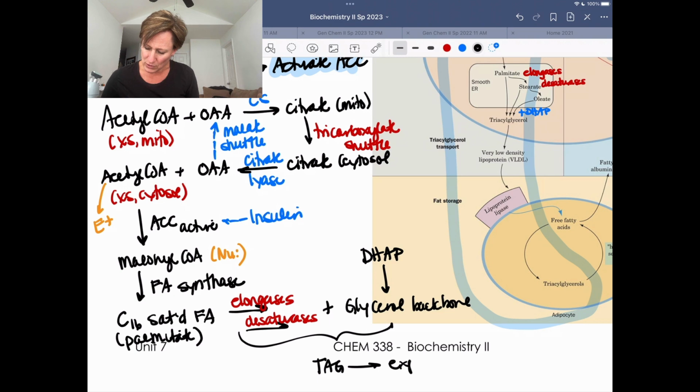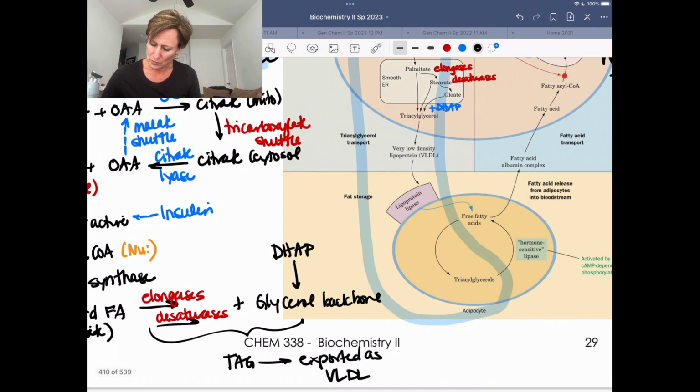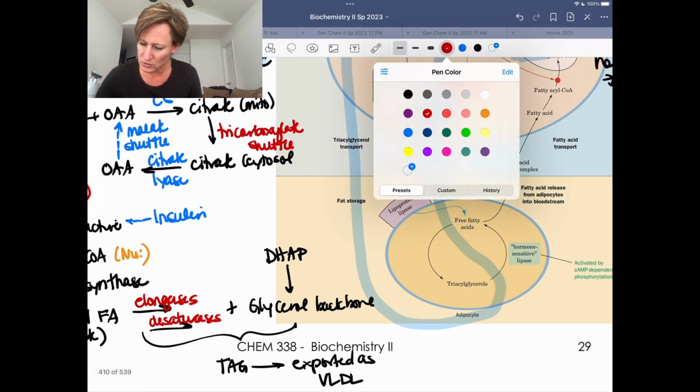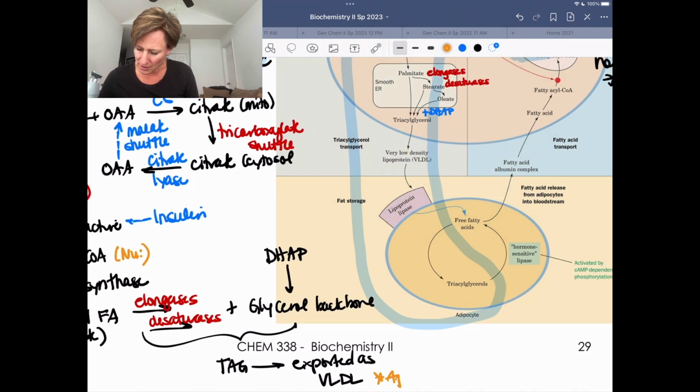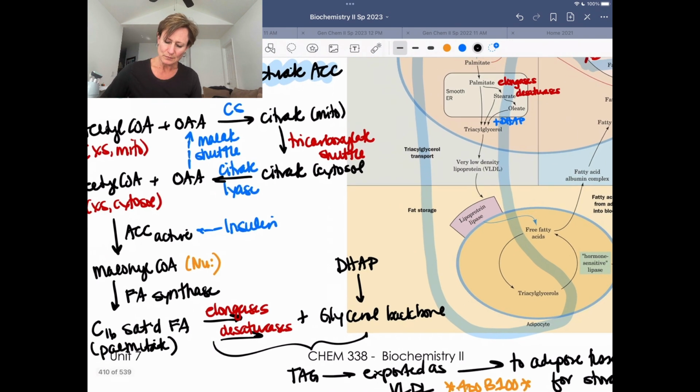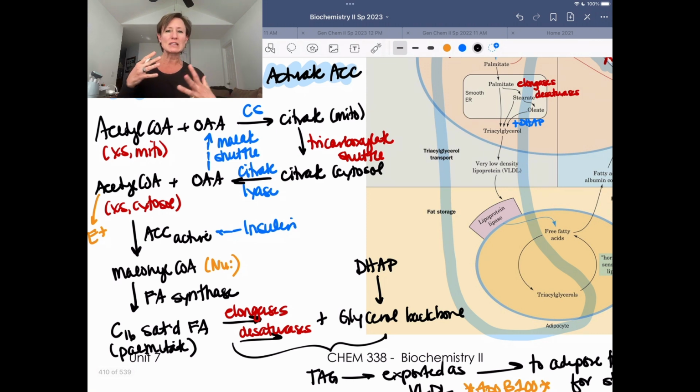Those are going to be exported as VLDL particles, reminding ourselves that those VLDL particles are going to have our ApoB-100, and that is going to be the directions that allows it to go to other tissues if they wanted to have a go at it, but ultimately we're going to be going to adipose tissue for storage.